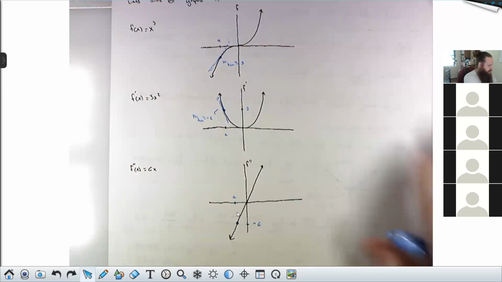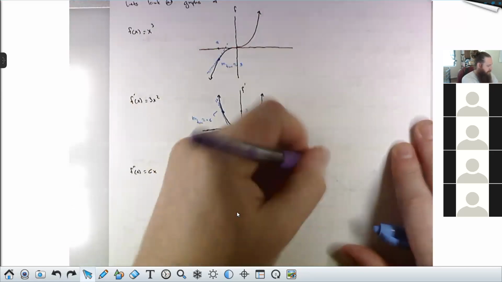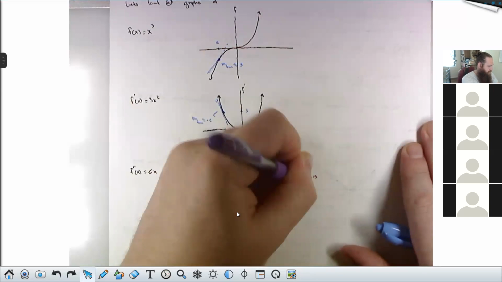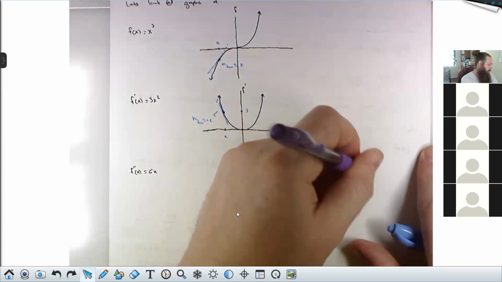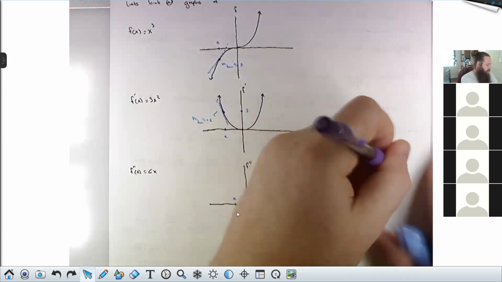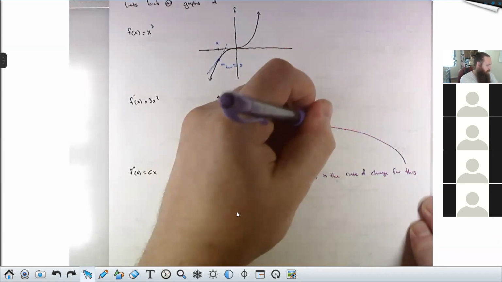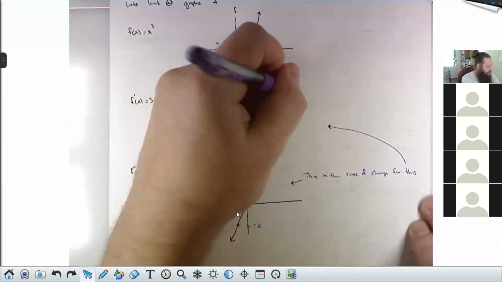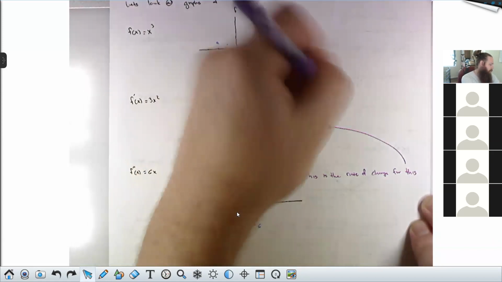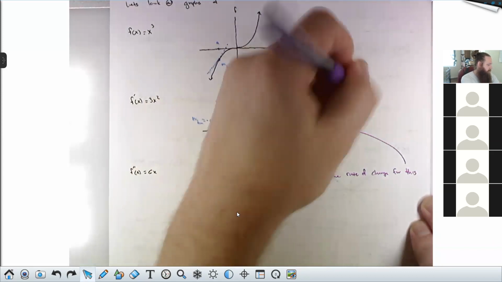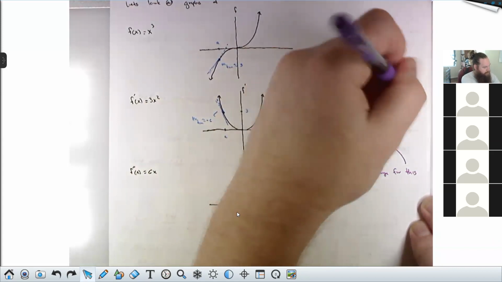Let me say it this way. This guy is the rate of change for the guy above. And this is the rate of change for the guy above.